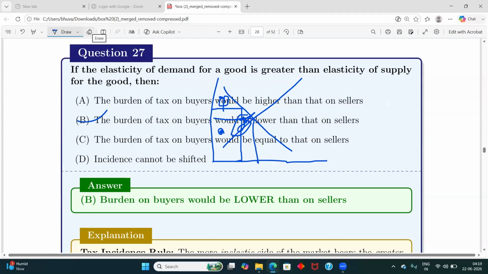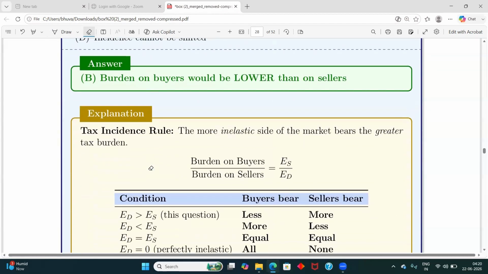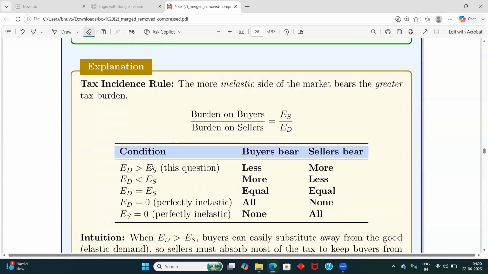This question is very important and sometimes directly asked. You can use this graph method and solve it. It is easy to explain. Now this is the correct option. Let's see the explanation. Tax incidence: use this formula, it is very important. Burden on buyers divided by burden on sellers equals elasticity of supply divided by elasticity of demand.